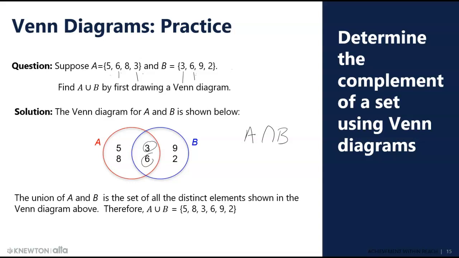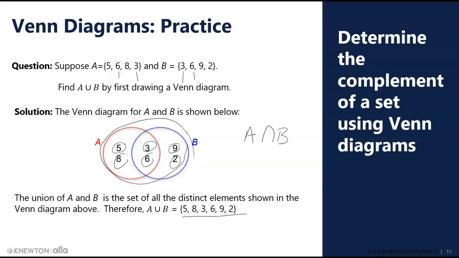Now, for set A, I know the 5 has to go outside of the overlapping space because it's only in A, so I write the 5 here. And the same for the 8. And then the rest of B, I have a 9 and a 2, and there's your 9, there's your 2. So that's your Venn diagram. A union B will be everything you see written inside any of the 2 circles. So A union B comes out to be this set: 5, 8, 3, 6, 9, 2.